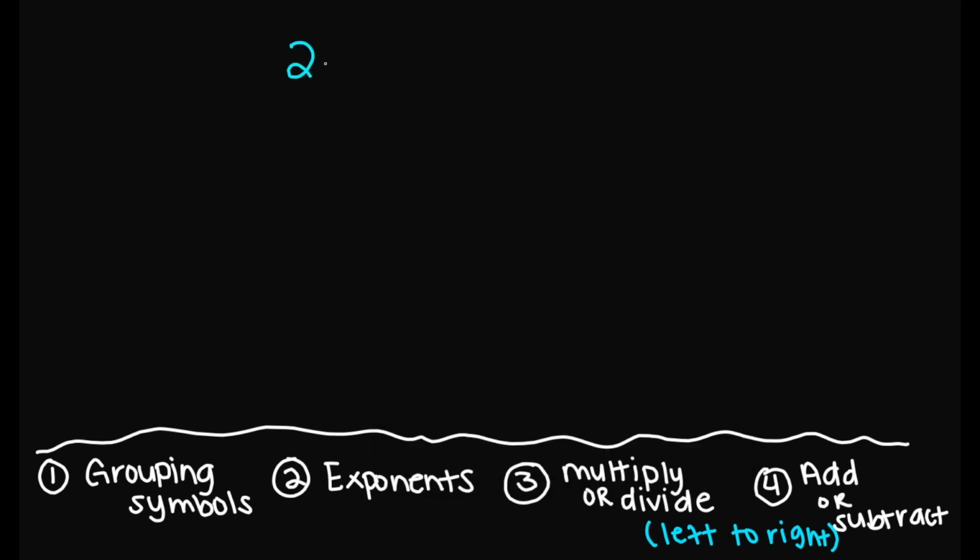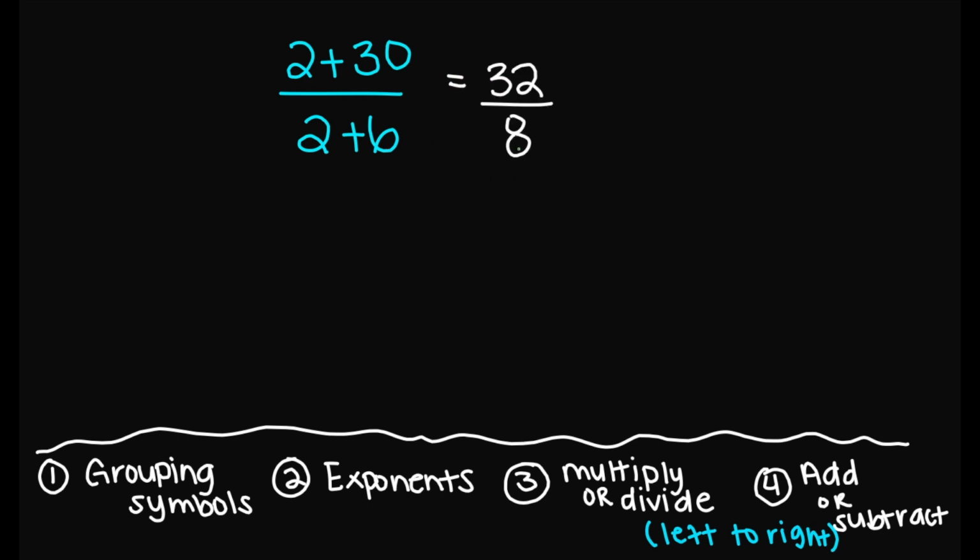All right? 2 plus 30 in my numerator. And then my denominator is going to be 2 plus 6. So let's go ahead and solve this. We're going to add in my numerator, 2 plus 30. This is going to equal 32. And then in my denominator, 2 plus 6, this is going to equal 8. So now I have 32 divided by 8. This is going to equal 4. So your final answer here is 4.